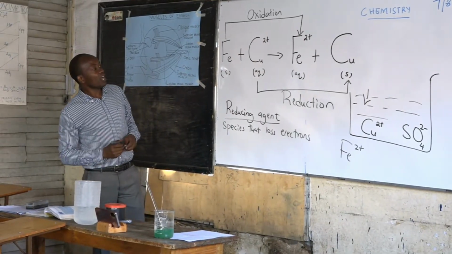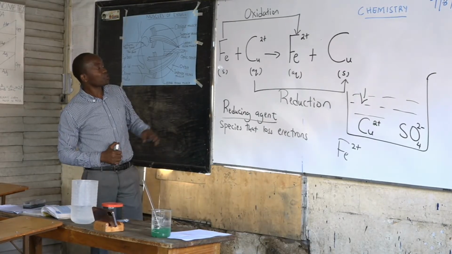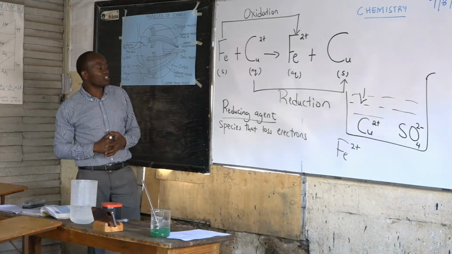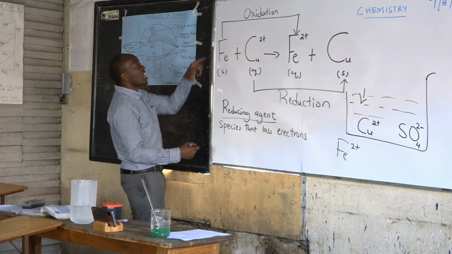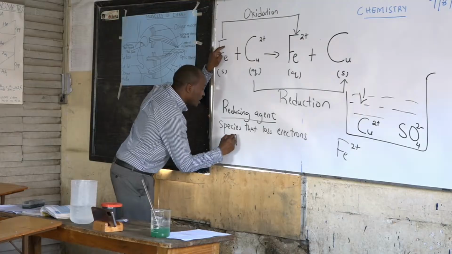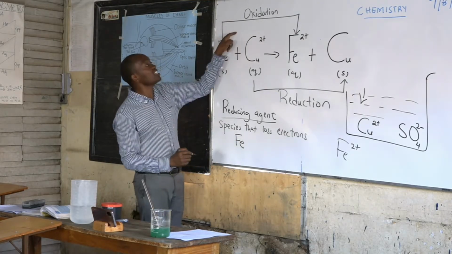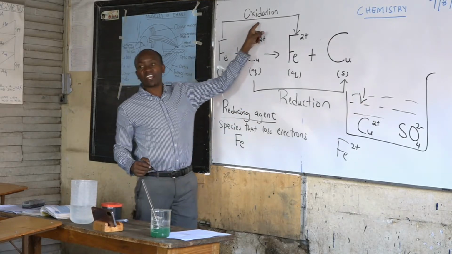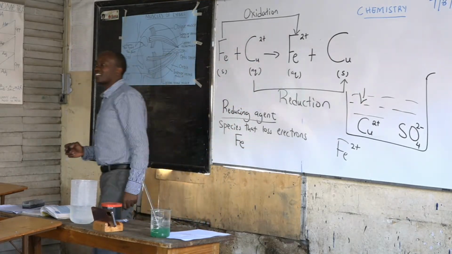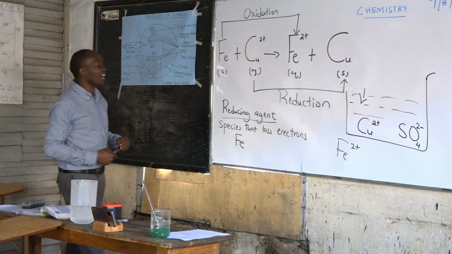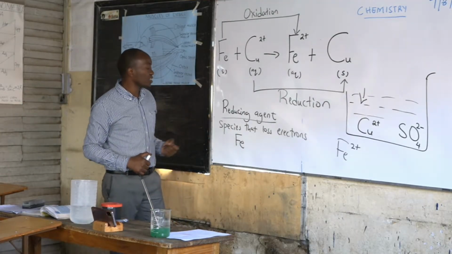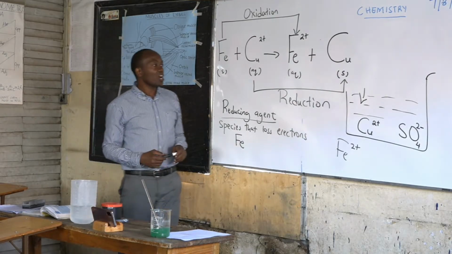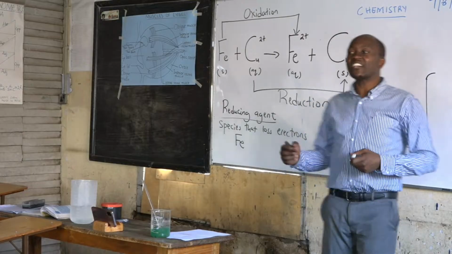Now, in our ionic equation, which species is a reducing agent? Iron is a reducing agent, right? Yes. So iron here is a reducing agent. A reducing agent normally undergoes a process by the name oxidation. A reducing agent is that species that loses electrons, and that is oxidation.